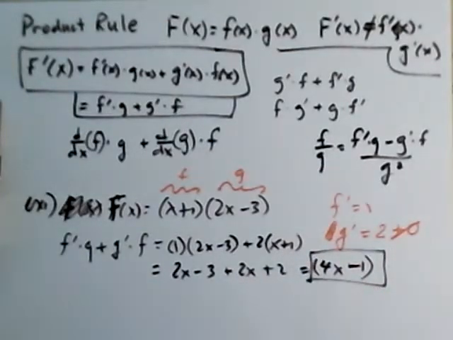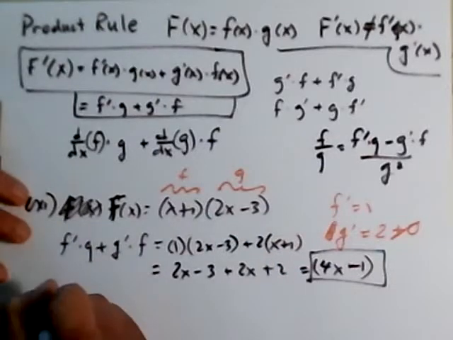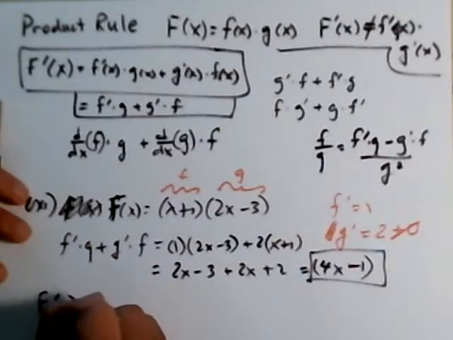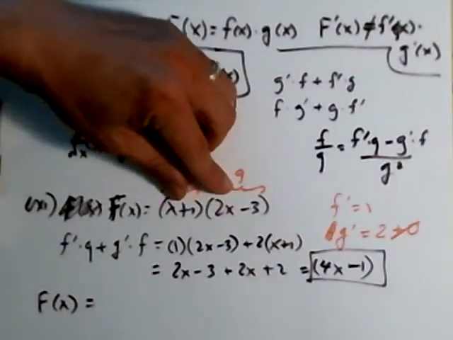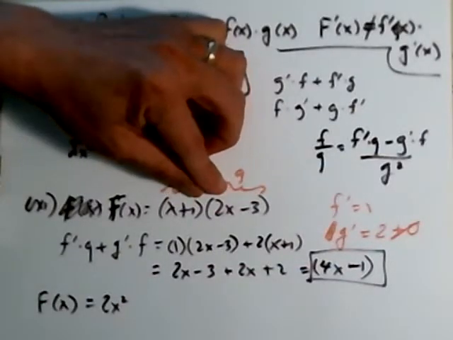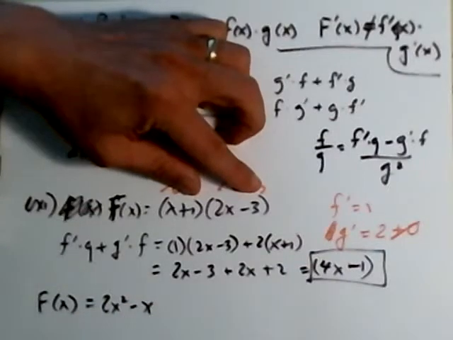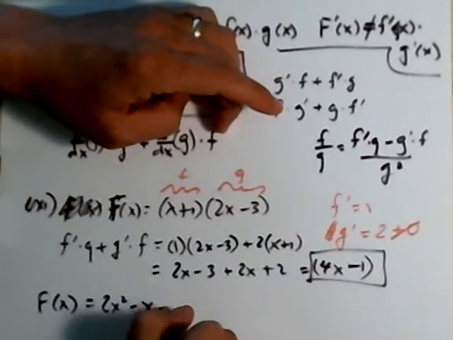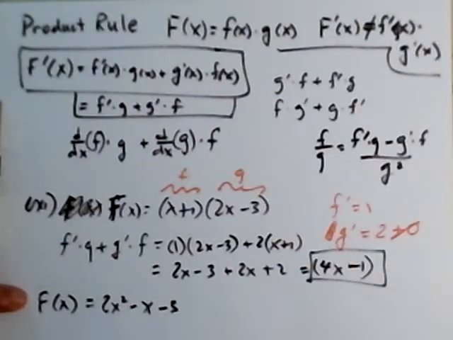Okay, that's your answer. Well, let's revisit this one more time. Let's call this big F of x. I'm just going to distribute this out. I get 2x squared, minus 3x plus 2x is minus x, and plus 1 times minus 3 is minus 3. There's your big F.